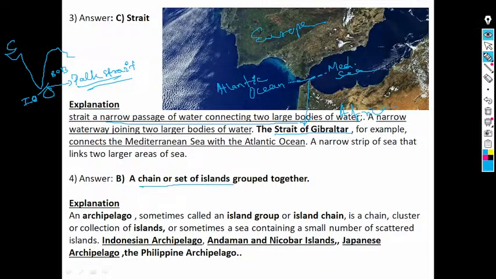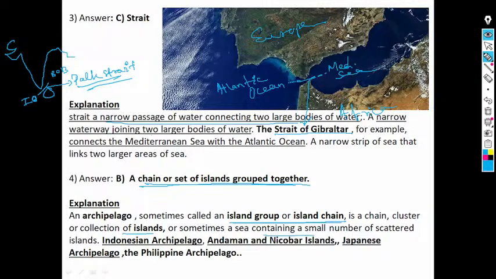An archipelago is a chain or set of islands grouped together. Sometimes called island groups or an island chain, it is a chain, cluster, or collection of islands.